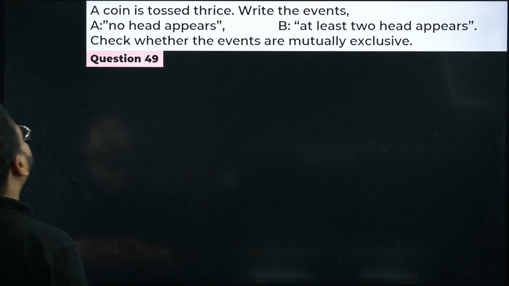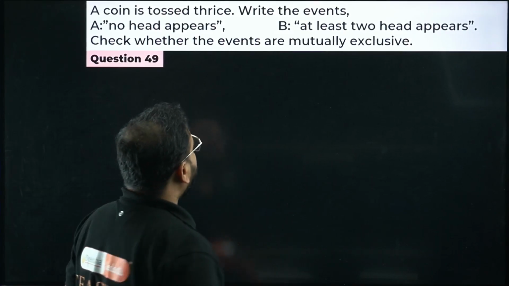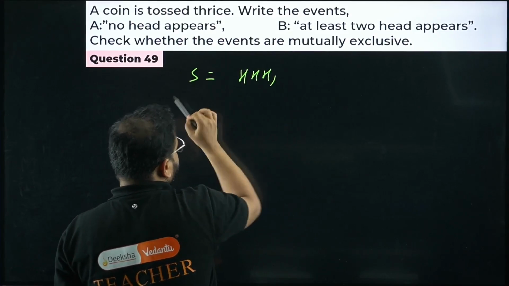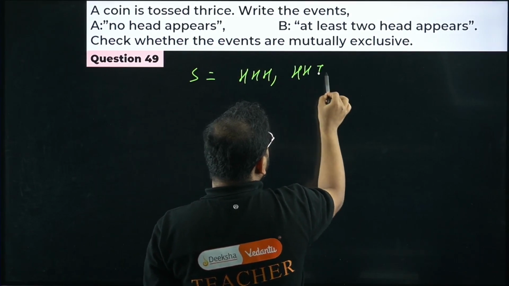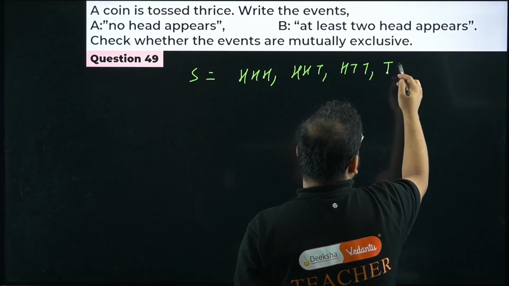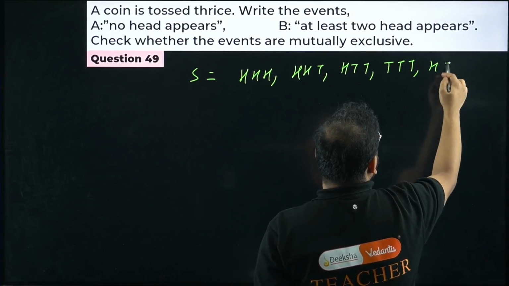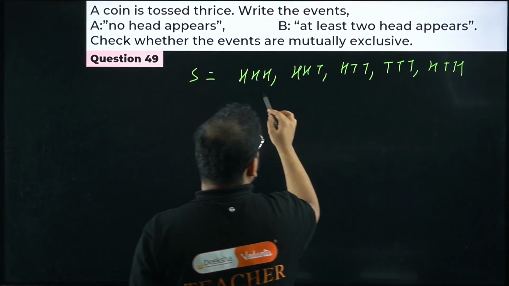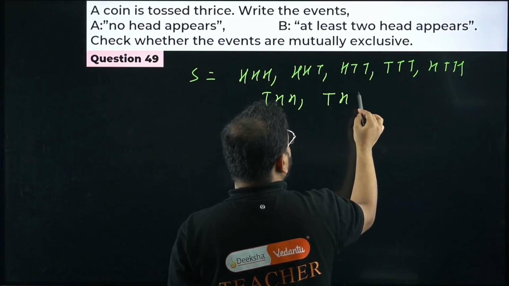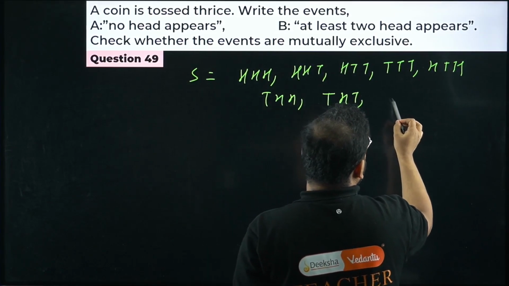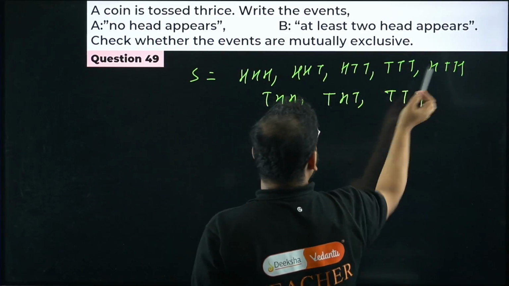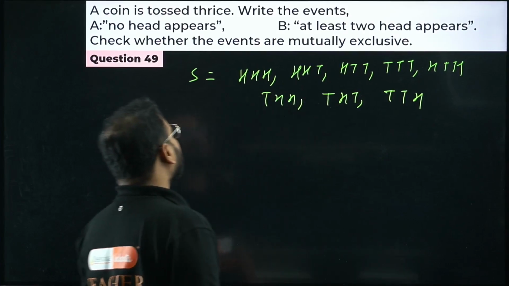Question number 49 now. A coin is tossed thrice, 3 times, right? So I have H, H, H. I'm writing the sample space: H, H, T, H, T, T, T, T, T, H, T, H, T, H, H, T, H, T, and T, T, H. Anything else? 1, 2, 3, 4, 5, 6, 7, 8. 2 power 3, correct, no?